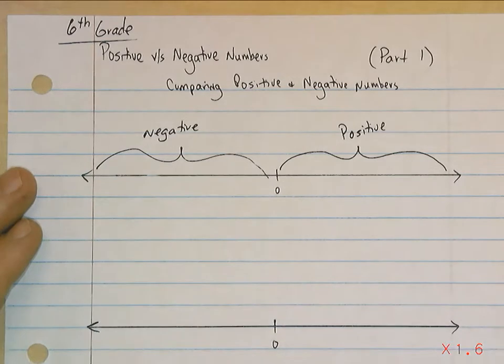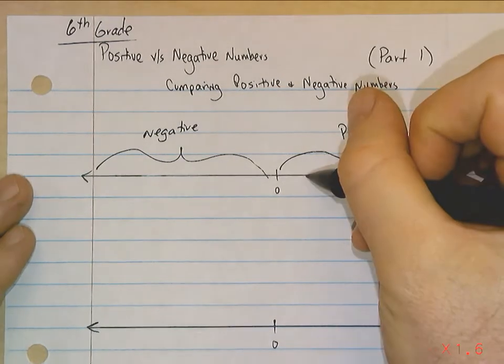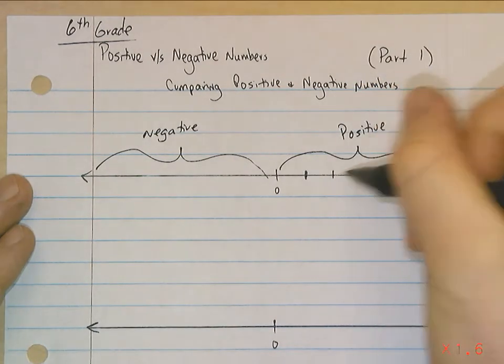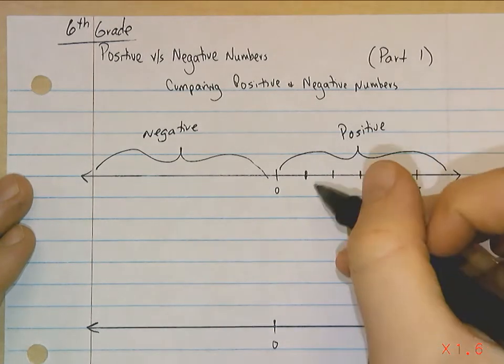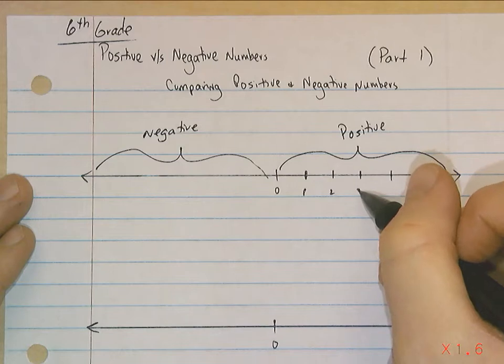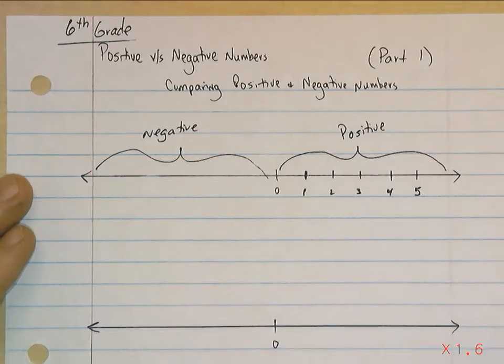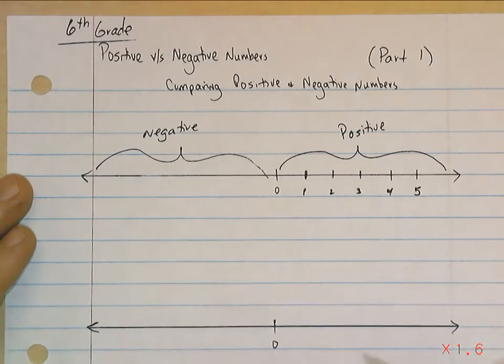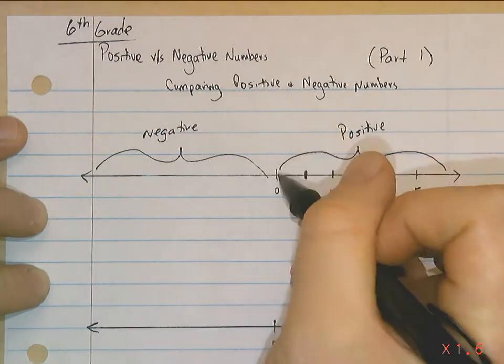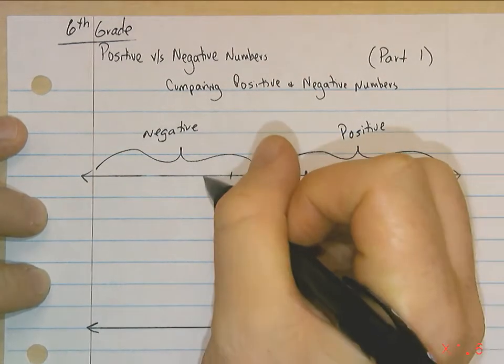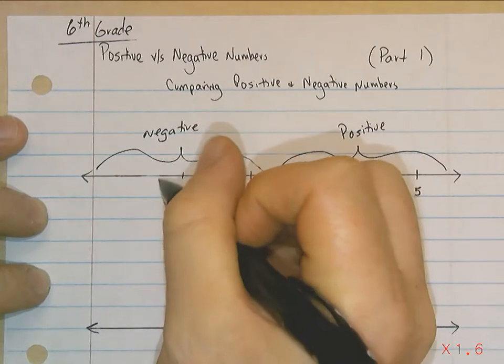Okay? So I could have like positive 1, 2, 3, 4, 5. Okay, and you don't have to have them all labeled, but if you do, that's fine. Negative numbers, similar, but the difference with negative is you're going backwards. So you're going to start with negative 1, negative 2, negative 3, negative 4, negative 5.